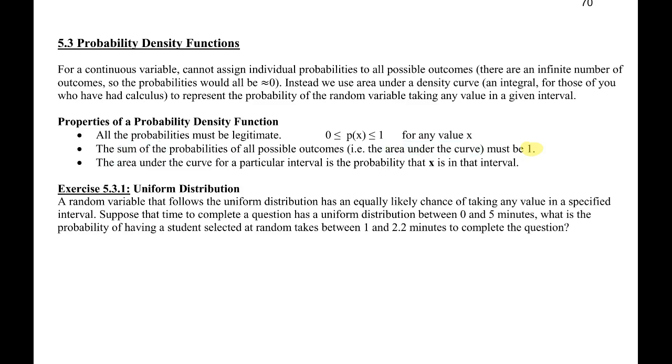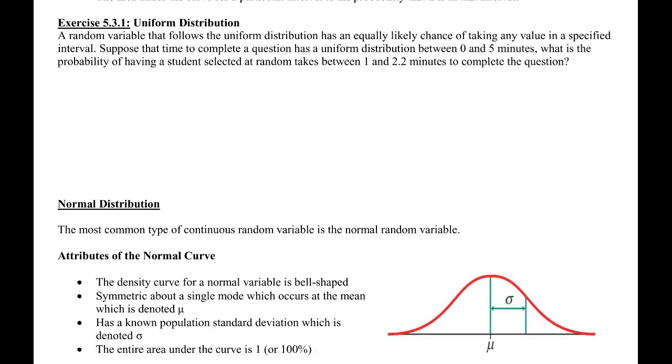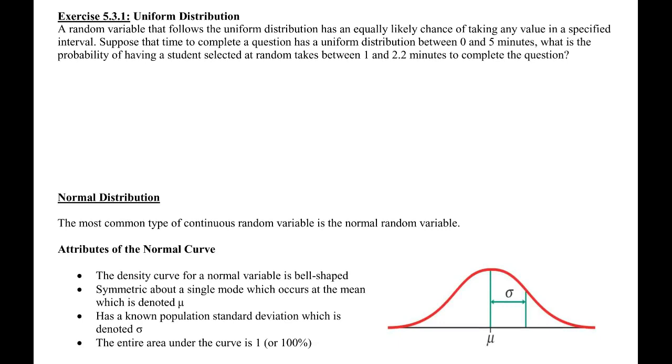So let's see what this looks like in a simple example. The simplest example of a probability density function is the uniform distribution. A variable that follows the uniform distribution has an equally likely chance of taking any value in the interval. Suppose that the time to complete a question has a uniform distribution between 0 and 5 minutes. What is the probability of a student taking between 1 and 2.2 minutes? This is what your curve would look like if you were making a curve. Our x's and our probability of x's look something like that.